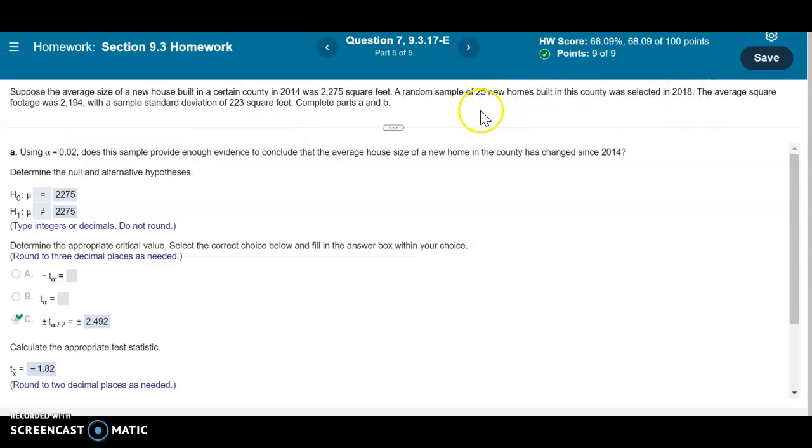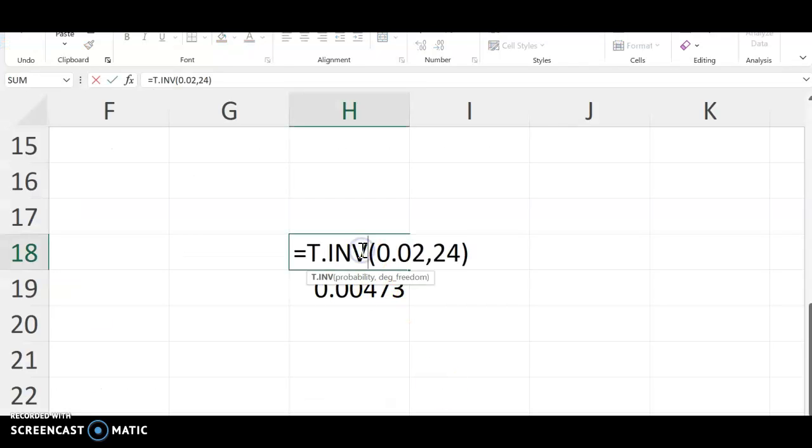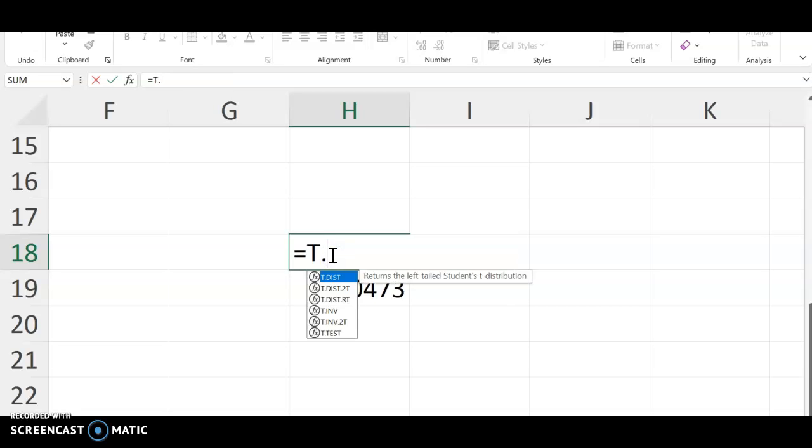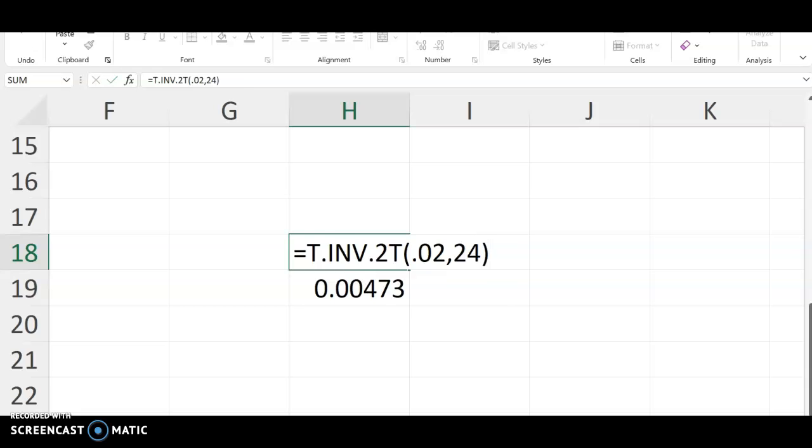0.02 and n is 24. Let me try that again. I think I used the wrong one. Okay, and no, that's not right. Let me try this again too. I was using the right, oh, I didn't select that. The probability would be alpha 0.02 and your degrees of freedom. Let me try it this time.